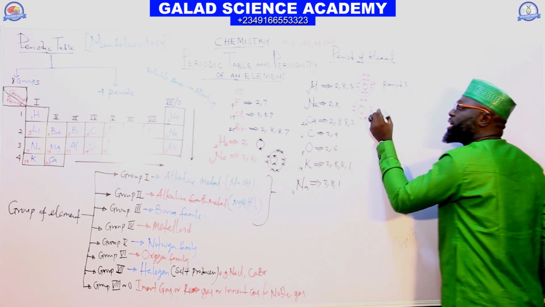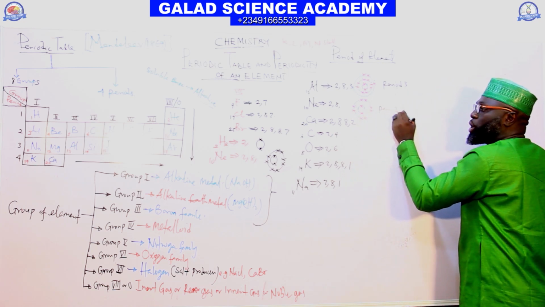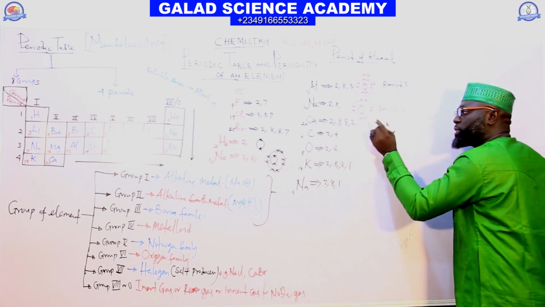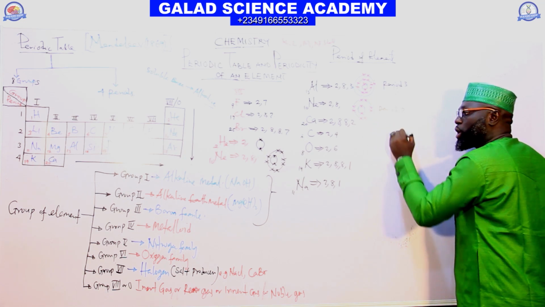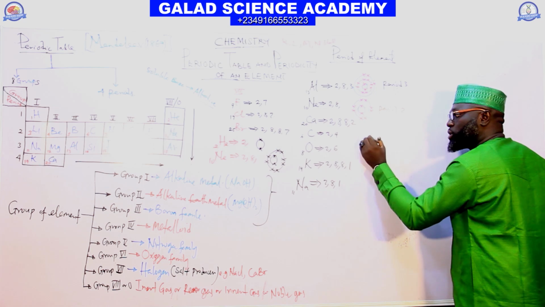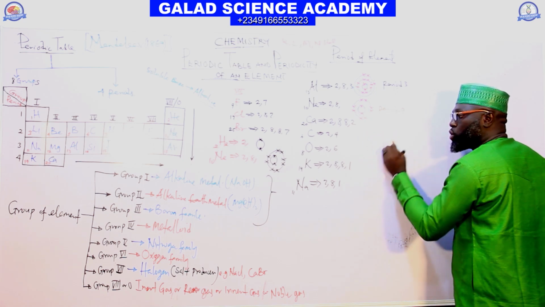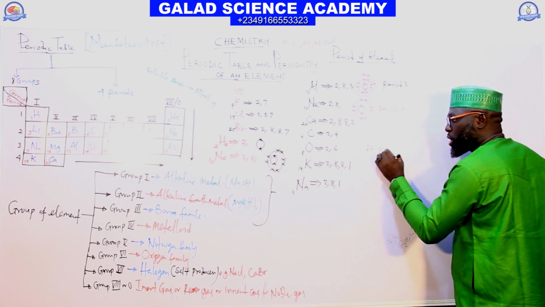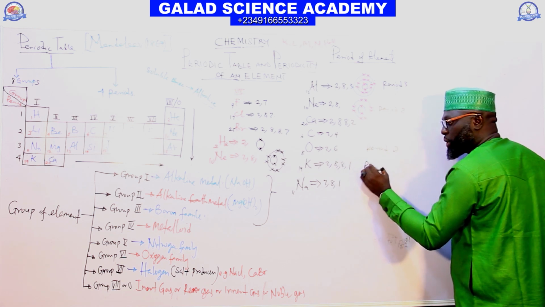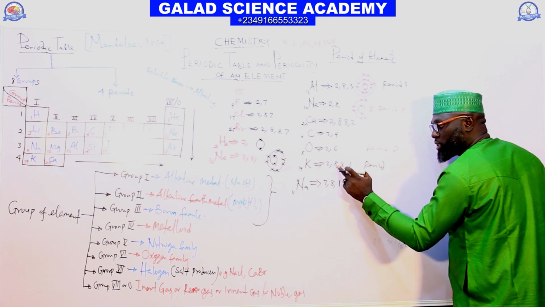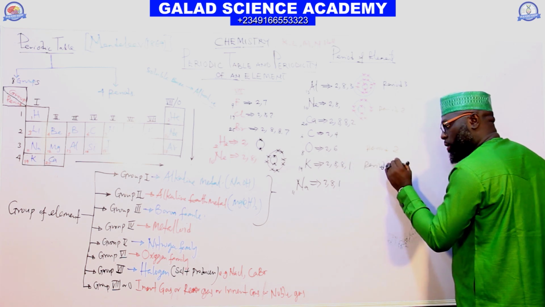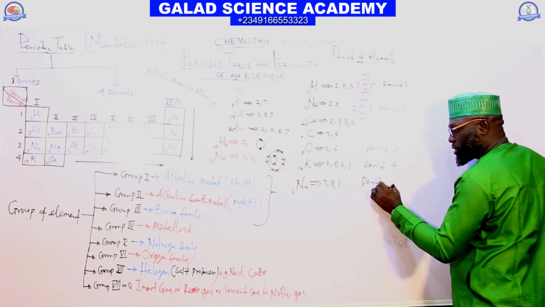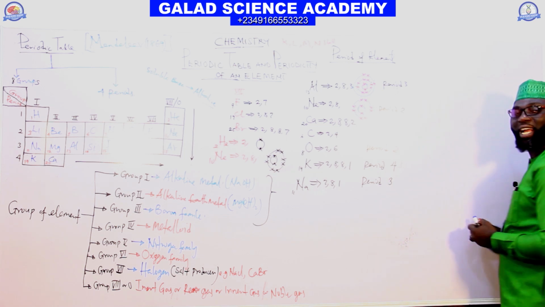How many shells do you have here? 1, 2. It also belongs to period 2. Here, we have 1, 2, 3, 4. This one belongs to period 4. Carbon, 1, 2: period 2. Oxygen: period 2. Potassium, what is the period? 1, 2, 3, 4: period 4. How many shells do you have there? 3: period 3.